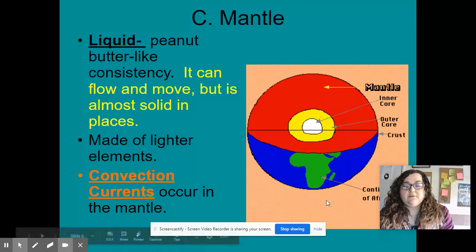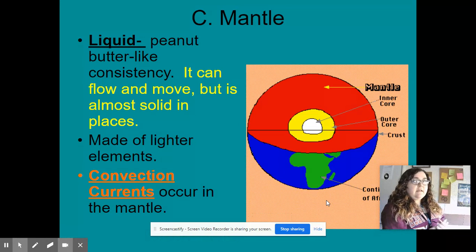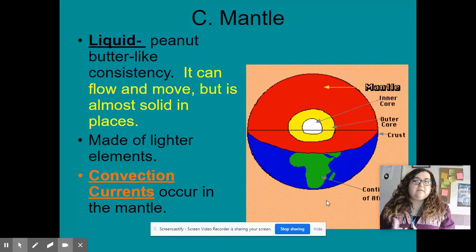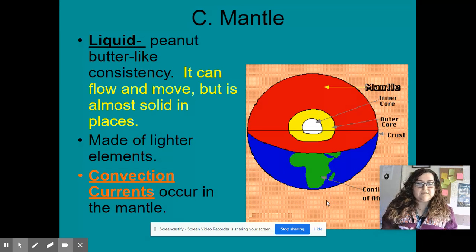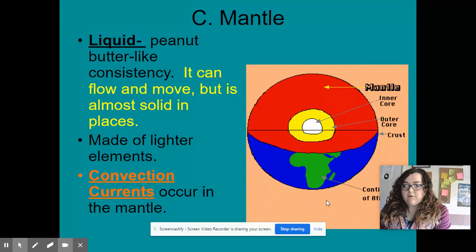The next part is the mantle. This is the thickest section of the inside of our Earth. So it's a liquid, but it's kind of like a thick liquid. So it's like a peanut butter-like consistency. It can flow and move, but it's almost a solid in certain places. So pressure does play a big deal in this, but so does temperature. So some of the cooler spots are going to be more solid, and then the warmer spots are going to be more liquidy. And this makes sense because this is a layer that convection currents take place in.